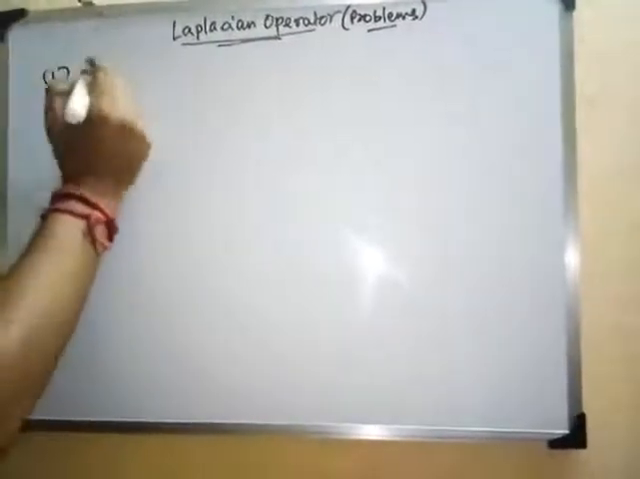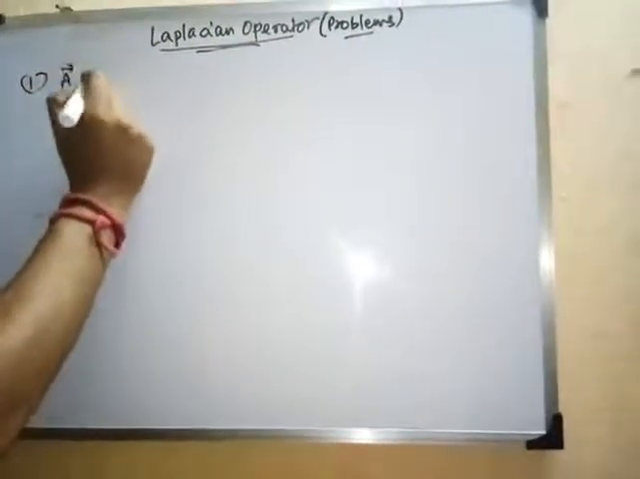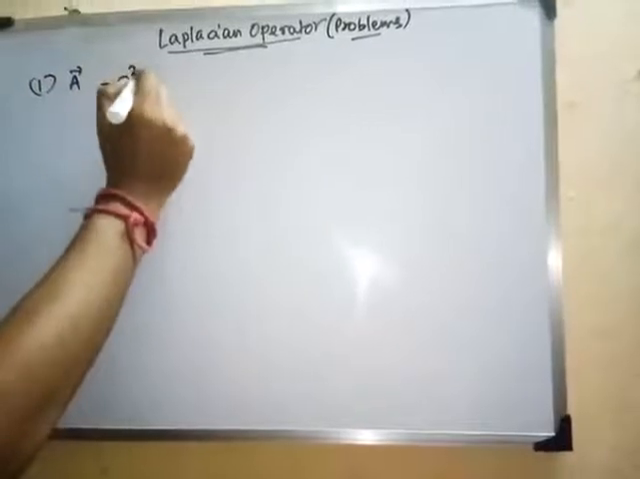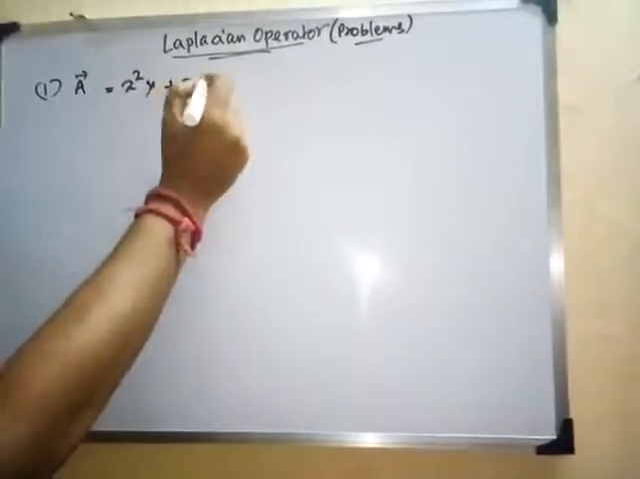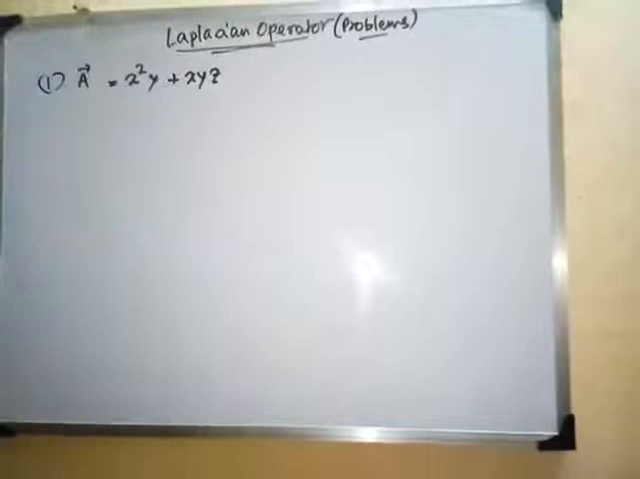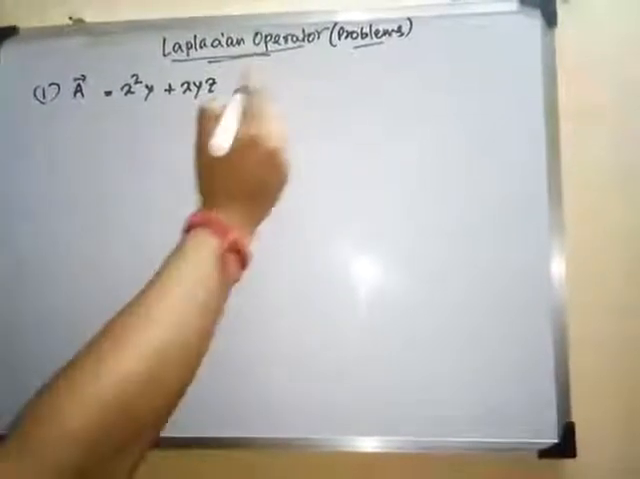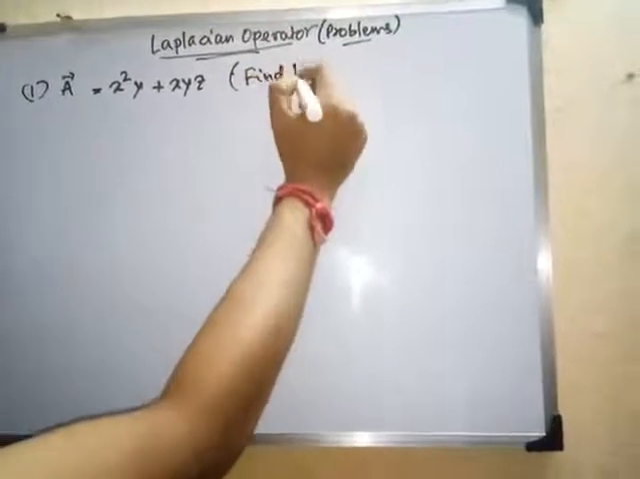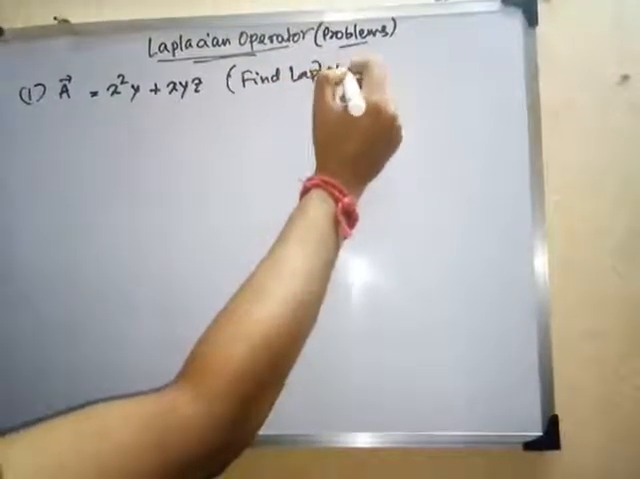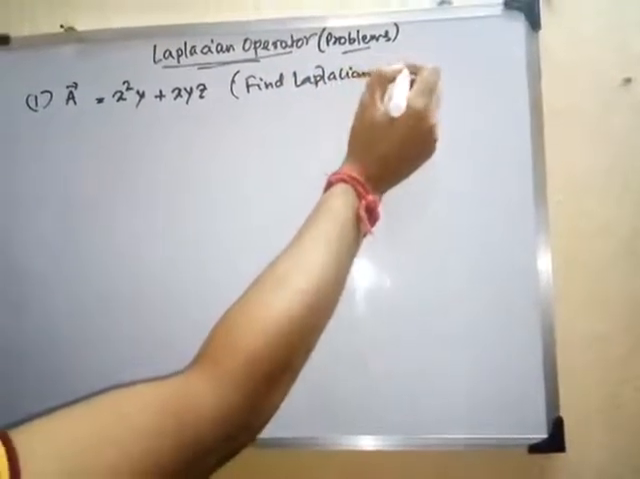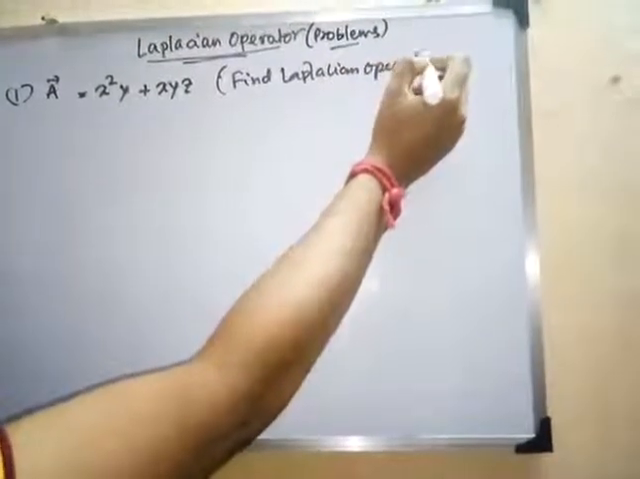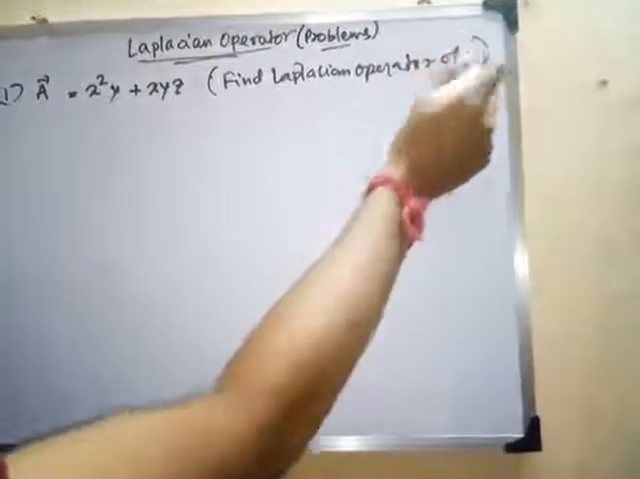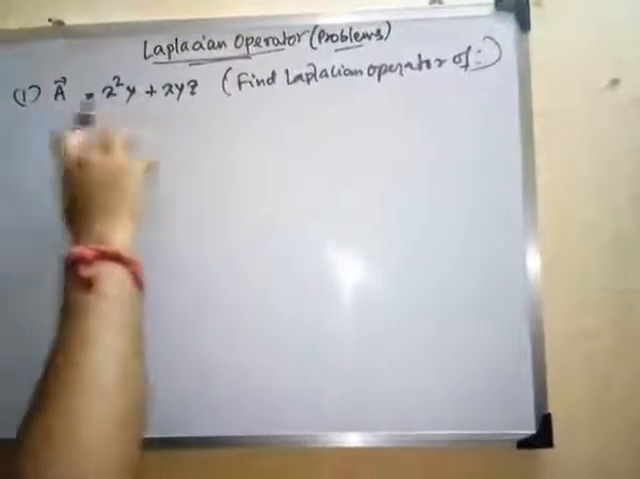Suppose firstly we take the function, any vector is given as x square y plus xyz. So this is the problem, and we have to find the Laplacian. Some problems say find the Laplacian operator of a function. This kind of problem might happen. Find Laplacian operators of a function.